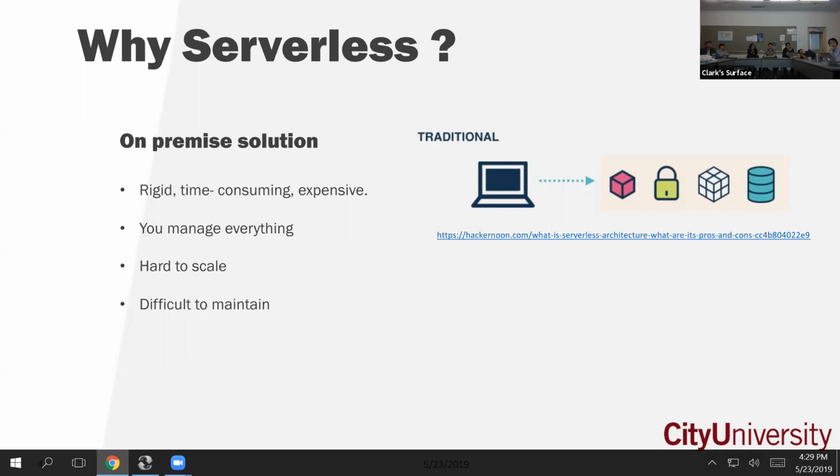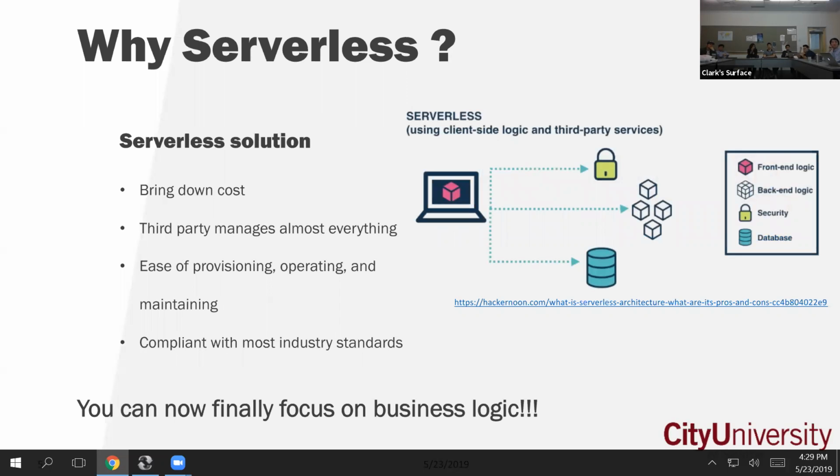But before that, we should go over what the traditional solutions are for doing, let's say, a web application architecture or framework. So on-premise solution is basically your server is in your own company. And what's hard with that is it's very time-consuming, expensive, hard to scale, and again, difficult to maintain. So again, with the traditional, you have to maintain your own business logic, your security, your backend code, and database.